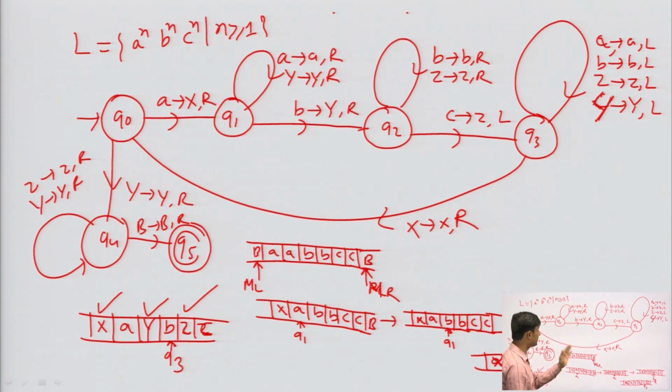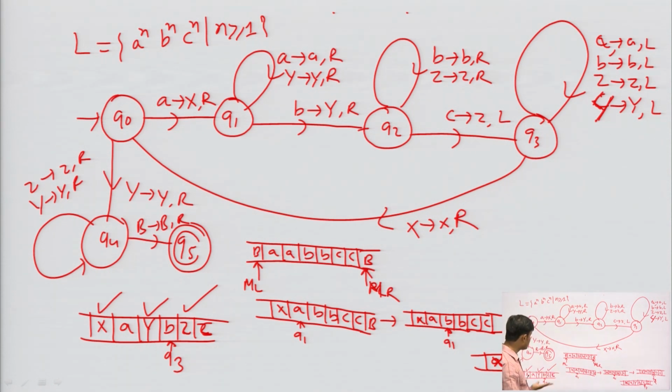When Q3 finds X, you have to take a right turn. When you turn right, you will find A. Again A will be replaced by X, then B will be replaced by Y, then C will be replaced by Z. Like that it will be replaced, an equal number of A, equal number of B and equal number of C. Then you can compare that.